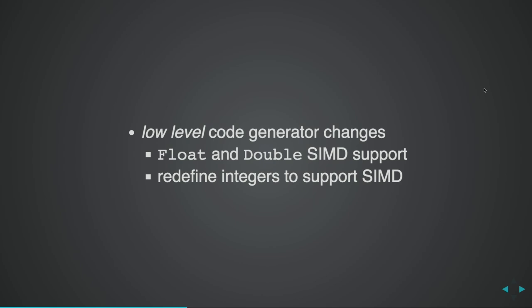So at the end of GSoC, what I had was float and double working. So float and double could emit. It does emit in my branch, and all of those changes are available. For integer, we have not added SIMD support yet because we had to redefine the way integers were defined. I'll talk to you about it.